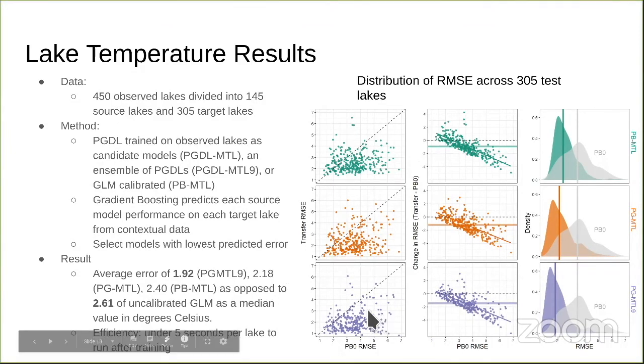So we see that the best performance is in the bottom here. Using the ensemble model, we get an RMSE of about 1.92 degrees Celsius, as opposed to the existing process-based approach for predicting unmonitored systems, which has a median RMSE of about 2.6. And then the middle row here sits at about 2.18. And the calibrated GLM transfer is 2.4. So we do still see an improvement transferring the calibrated GLM models as opposed to just using the uncalibrated model from the target system itself.